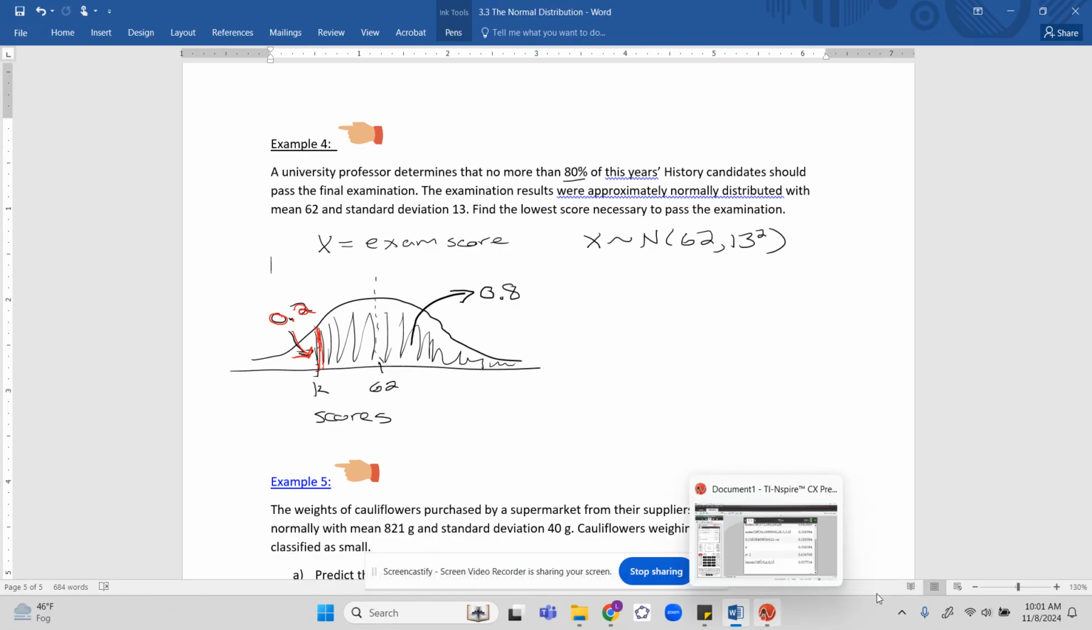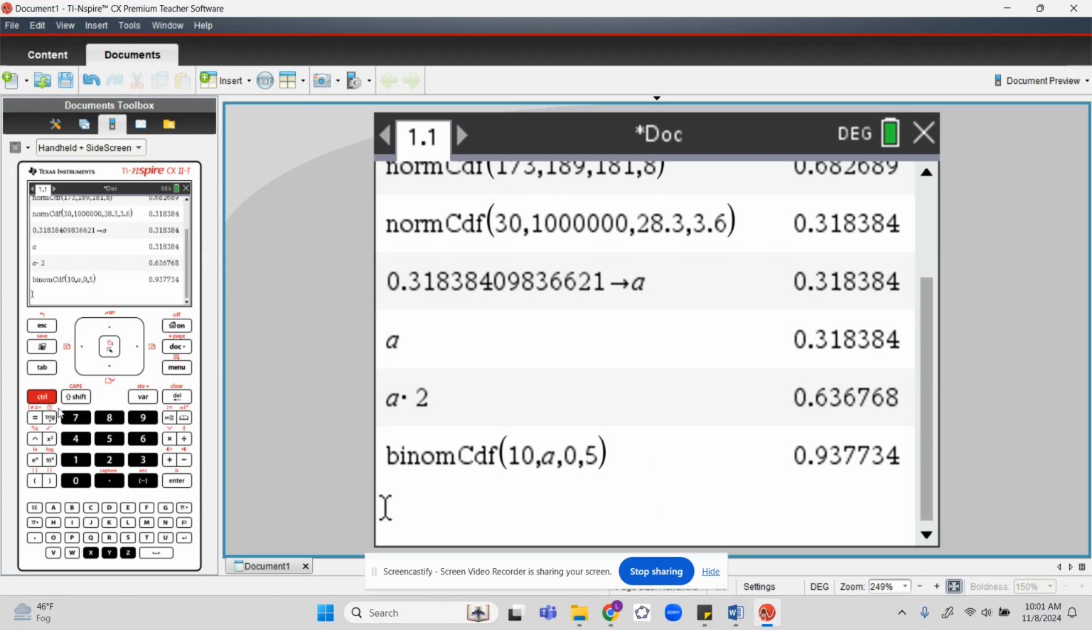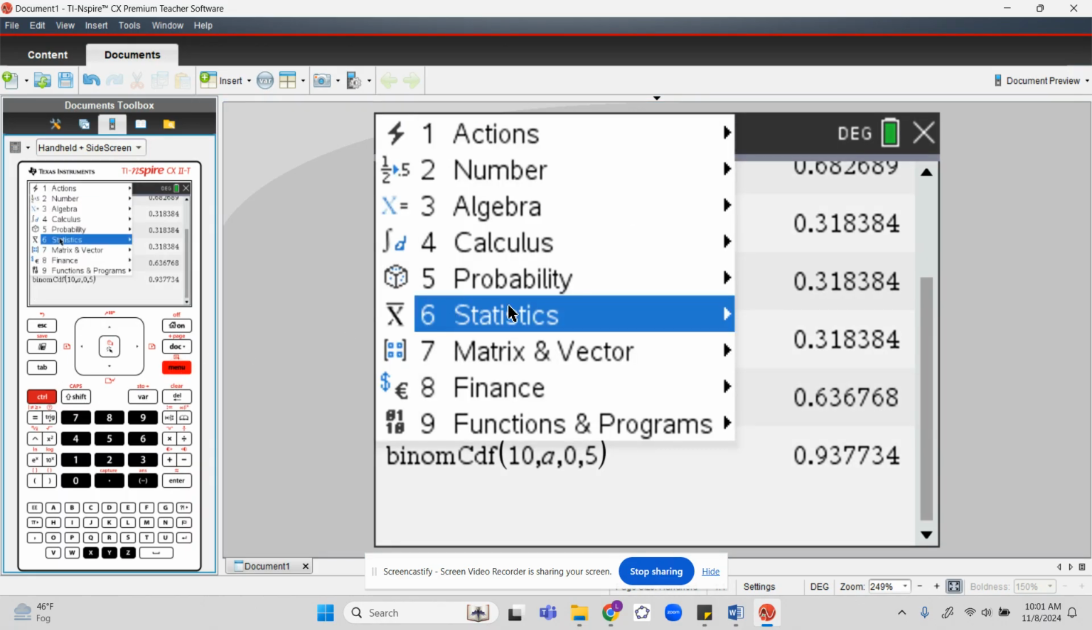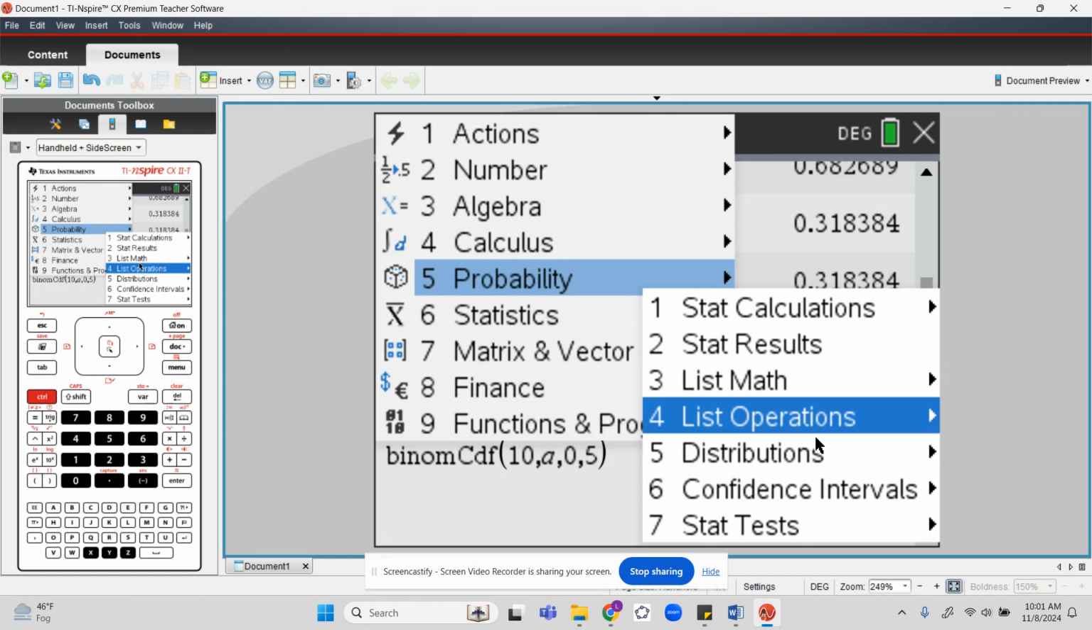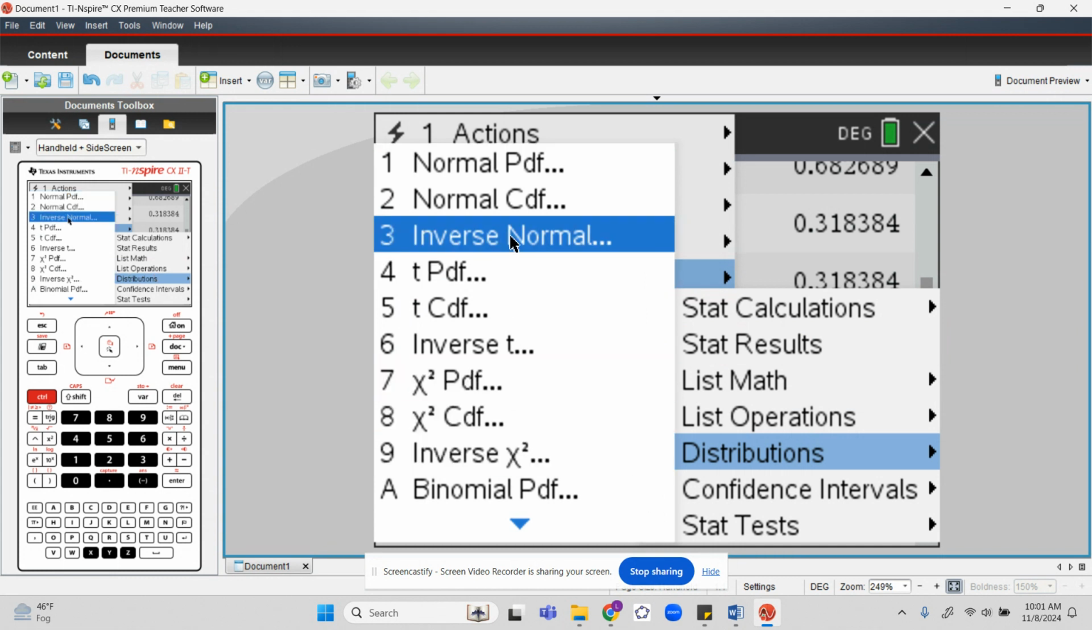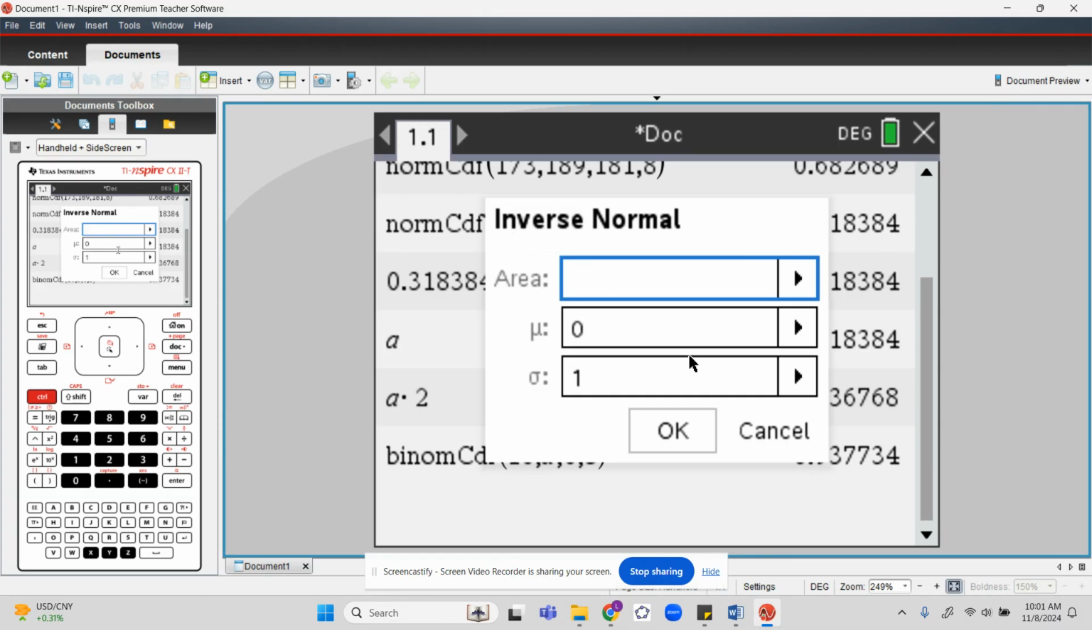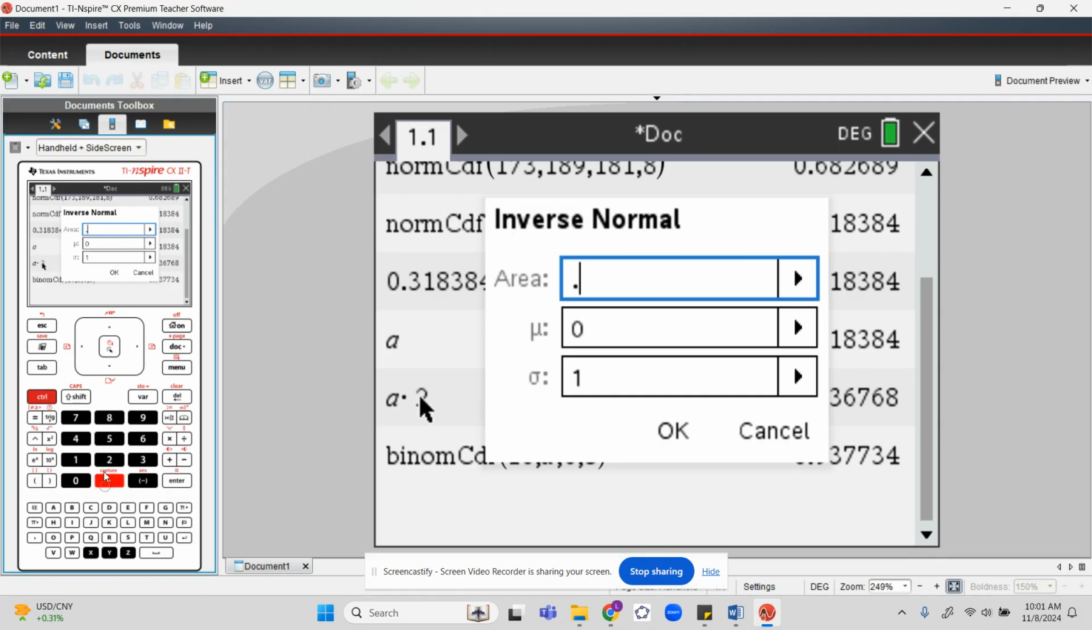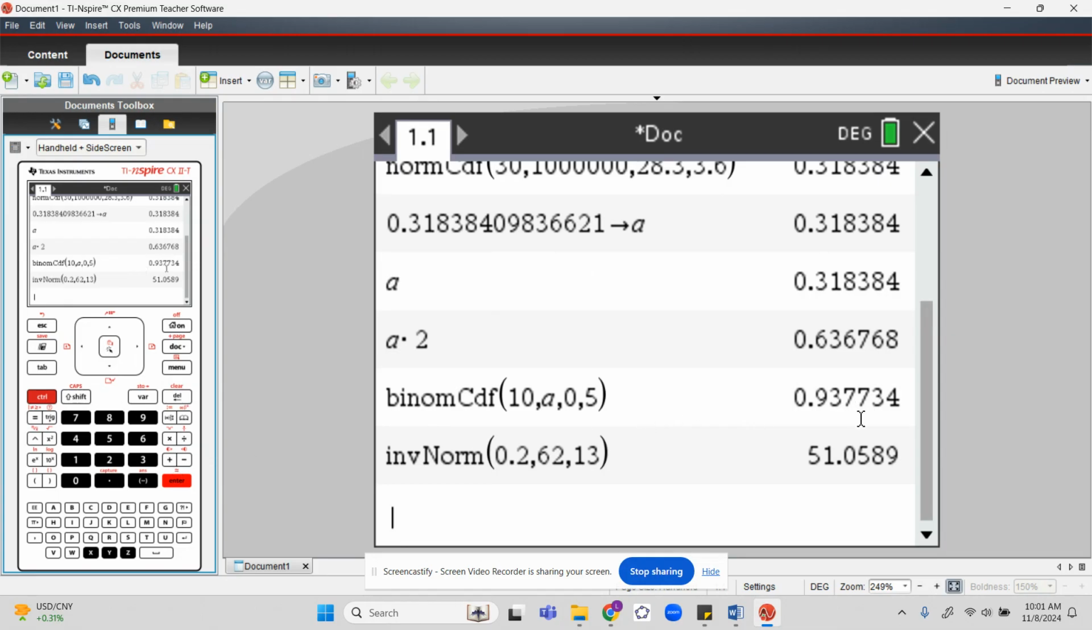You can talk about that with each other. It's the tricky part about this lesson. And then to find that, you're going to go Menu, Statistics, Distributions, and you should see number 3 is inverse normal. The first thing they ask you is the area, and that's always going to be the area to the left. 100% of the time, area to the left. We know the mean is 62, and we know the standard deviation is 13. And so the minimum score somebody needs to pass is 51.1.